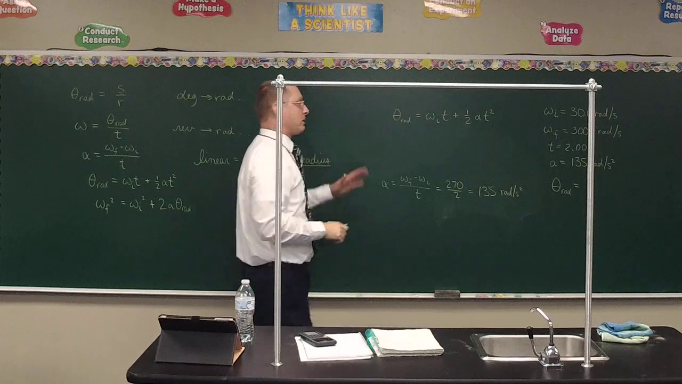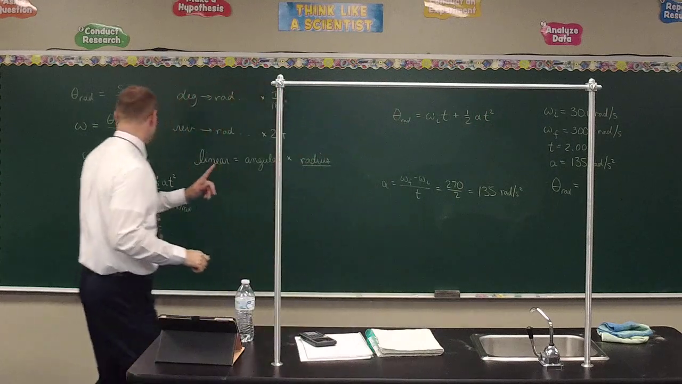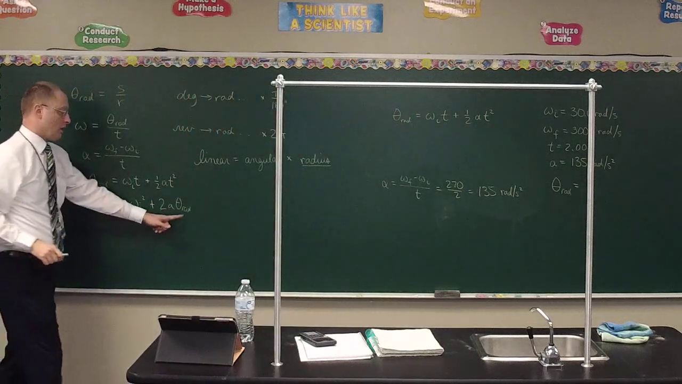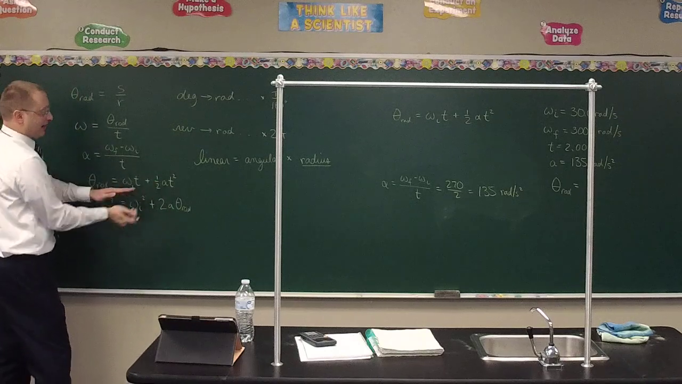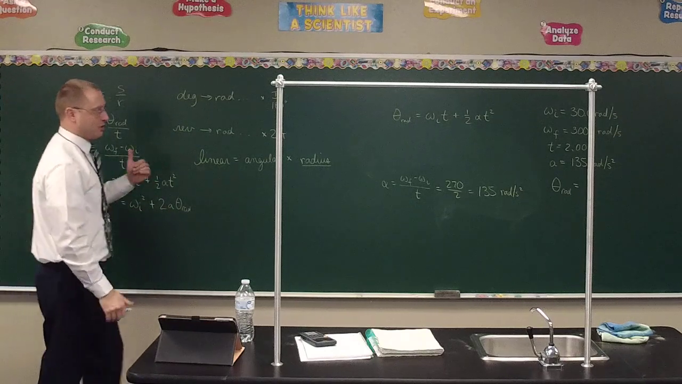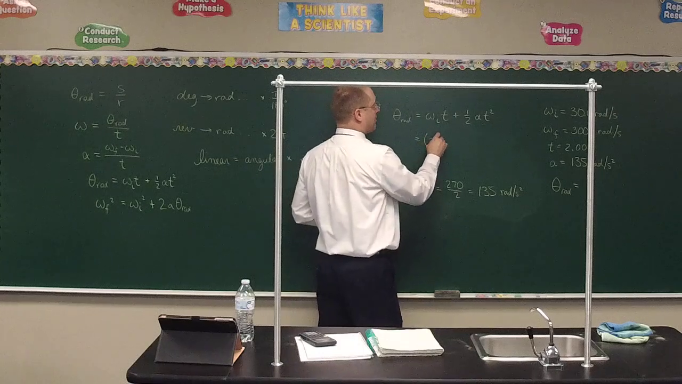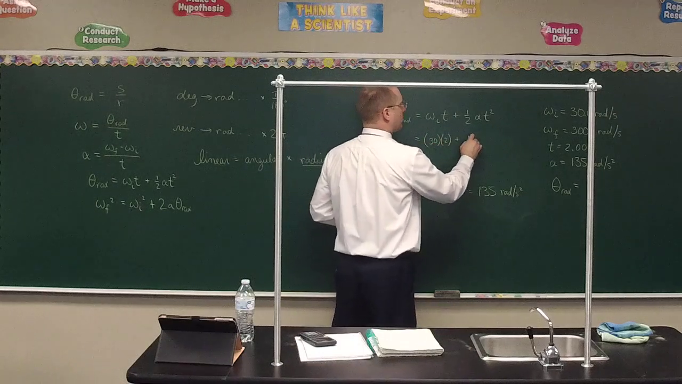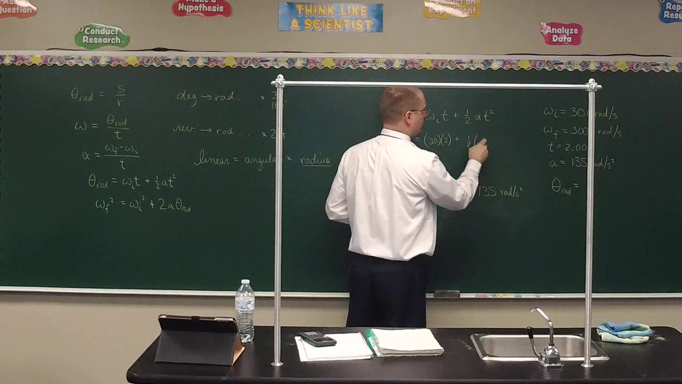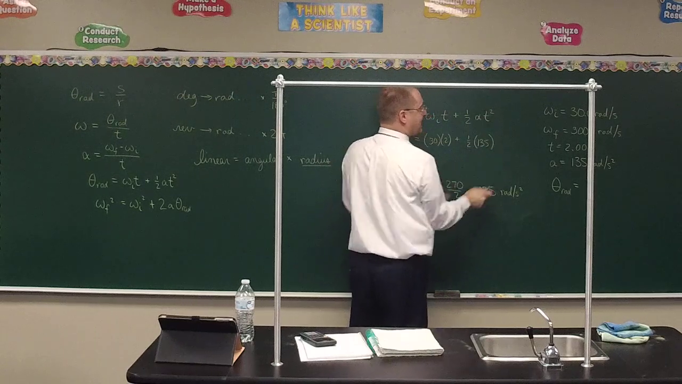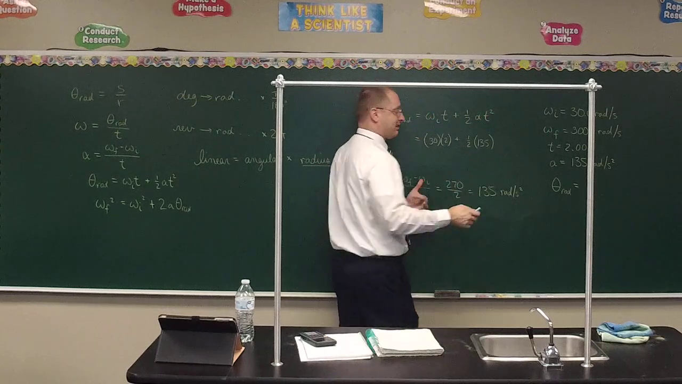There we go. This is probably the best one to use. It's most direct. Now, technically, you could use this equation if you subtracted the omega sub i squared and divided away the 2a. But this one, we don't have to really manipulate at all. So we're going to take the 30 omega sub i times 2, plus a half alpha is 135, and then t squared we can do in our head, class.